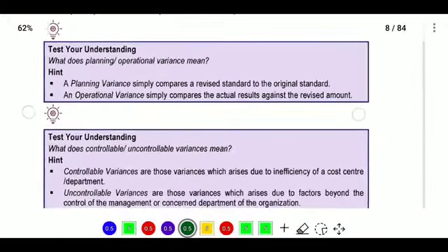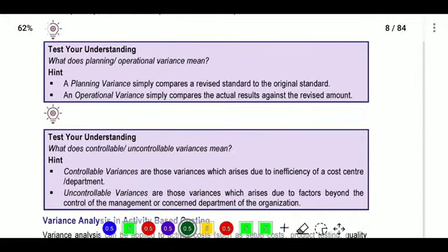Next, here they explain planning and operational variance. A planning variance is simply revised standard compared to original standard. Planning means we see both budgets, both standards. Next, operational variance means actuality. When the operation is going on, actual results come out, and we compare actual results against the revised amounts.